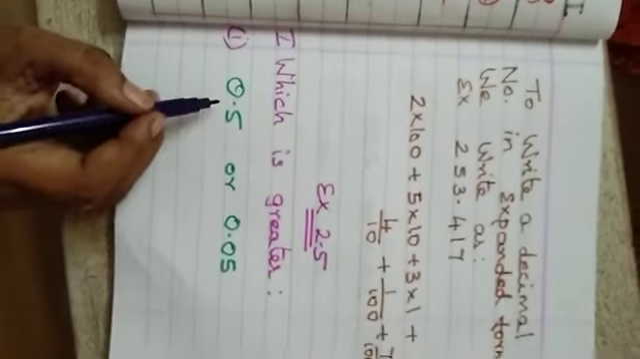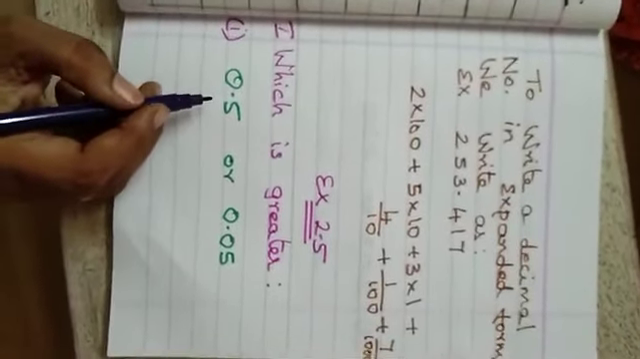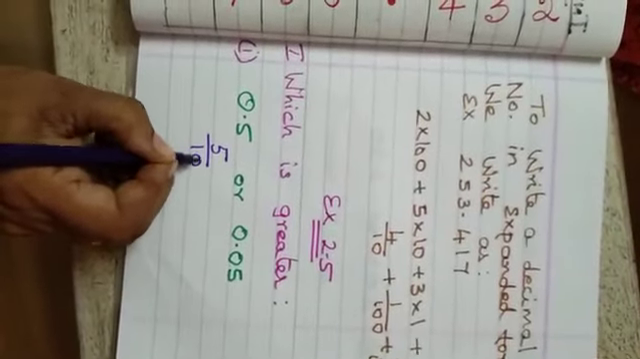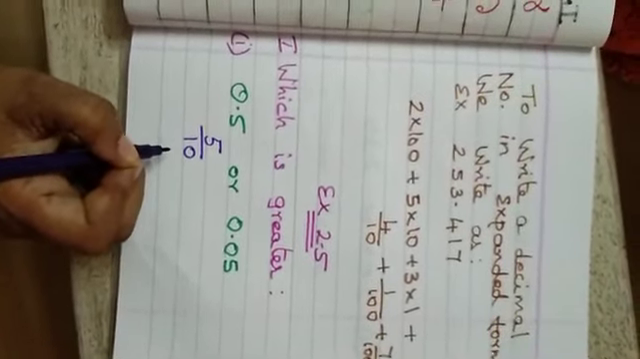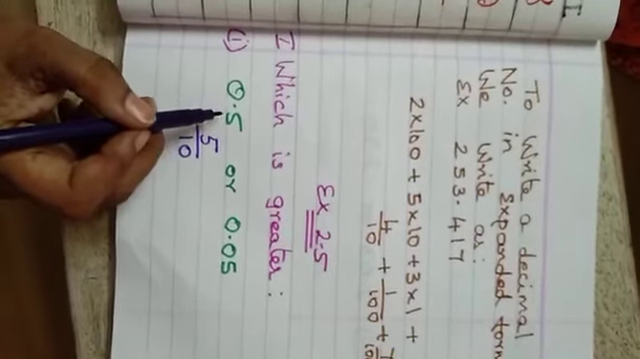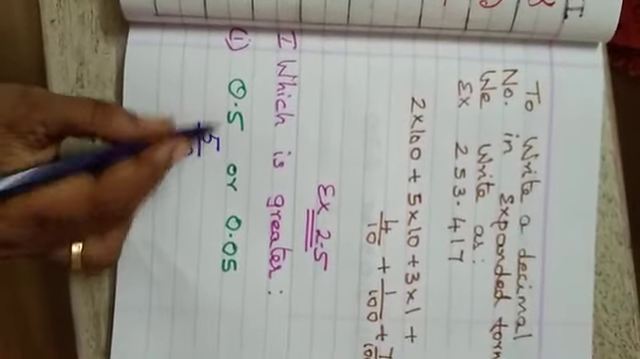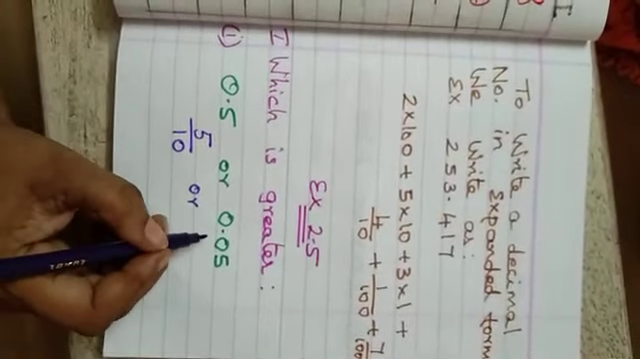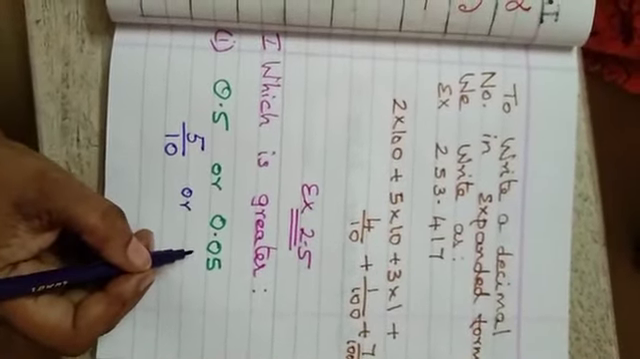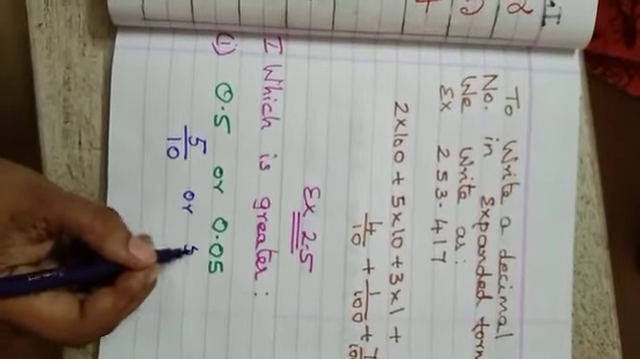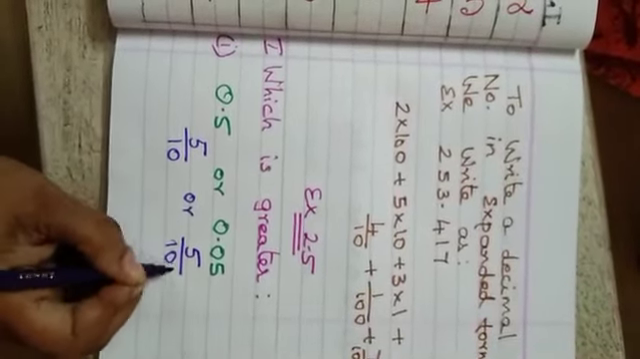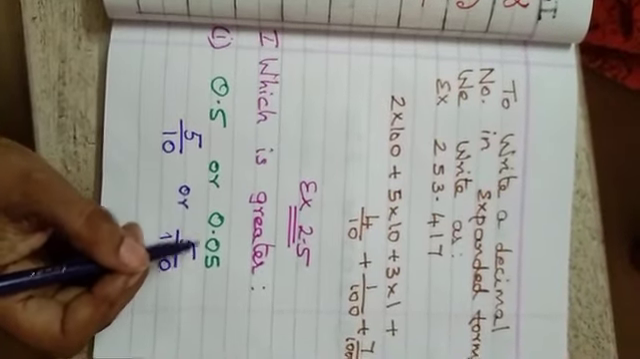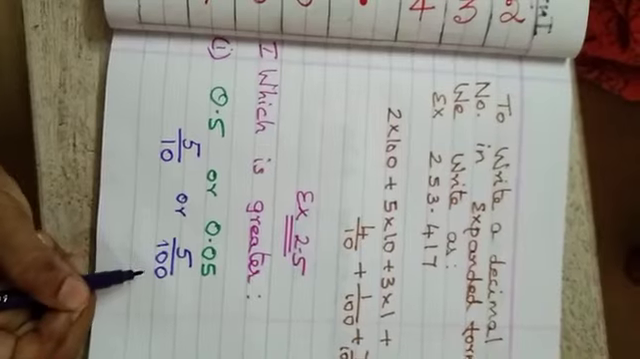So I have got 0.5, I have got one number. So I will write it as 5 by 10. After the 1, I will add one 0 since I have got one number after the decimal. Now 0.05 becomes 5 by 100, since after the decimal I have 2 numbers. So by 100, it is 2 decimal places. After the decimal you have 2 digits, so I have added 2 zeros.